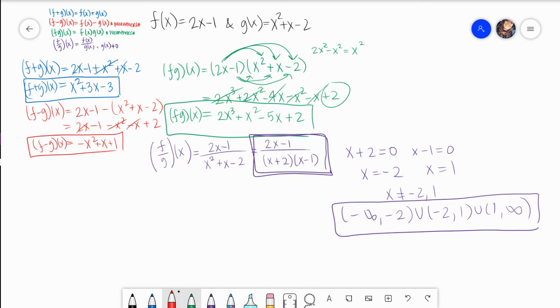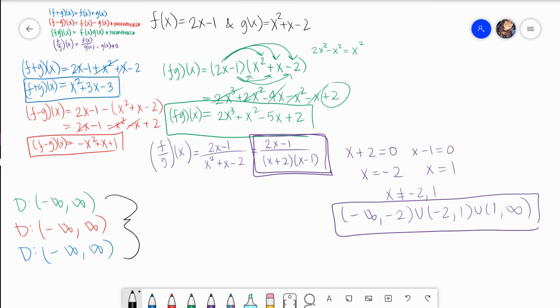Now, the domain of our product is all real numbers because it is a polynomial. The domain of our difference is all real numbers because it's a polynomial. And the domain of our sum is all real numbers because it's a polynomial. So, because polynomial, our domain is all real numbers.